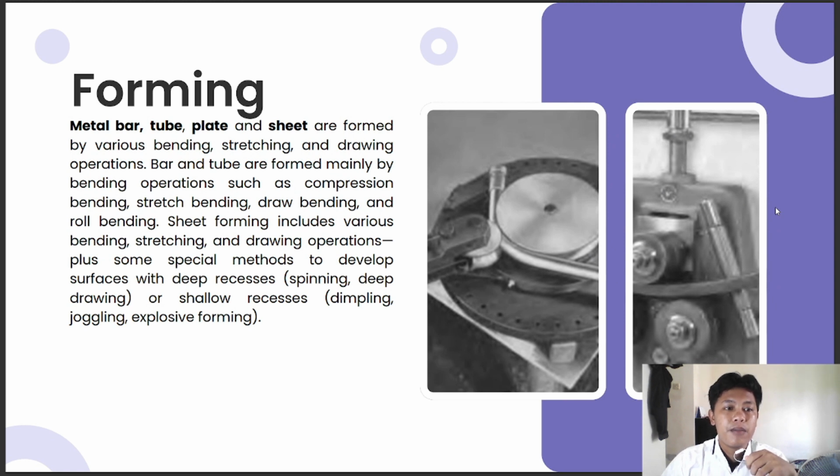Forming. Metal bar, tube, plate, and sheet are formed by various bending, stretching, and drawing operations. Bar and tube are formed mainly by bending operations such as compression bending, stretch bending, draw bending, and roll bending. Sheet forming includes various bending, stretching, and drawing operations, plus some special methods to develop surfaces with deep recesses like spinning, deep drawing, or shallow recesses like dimpling, jogging, and explosive forming.